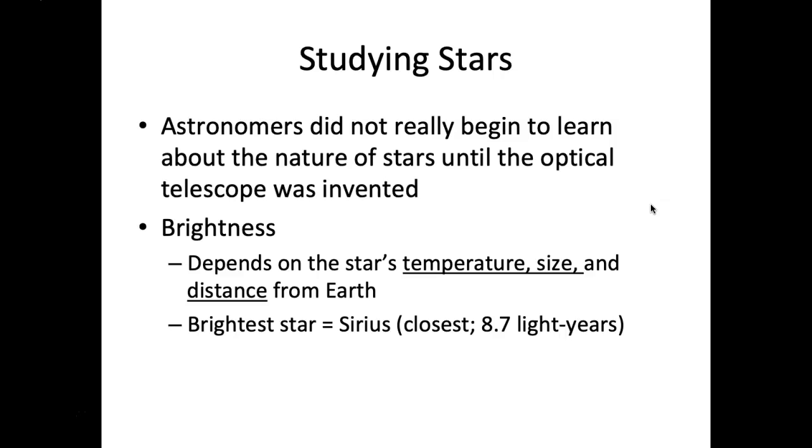The brightness of a star depends on three things. The first is the temperature at which the gases of the star burn, so the temperature is key in that. The second is the size of the star. How big or how small is that star? And the third is the distance from Earth. Our brightest star in the sky is Sirius. It is the closest star to Earth other than our sun, and it is 8.7 light years away.